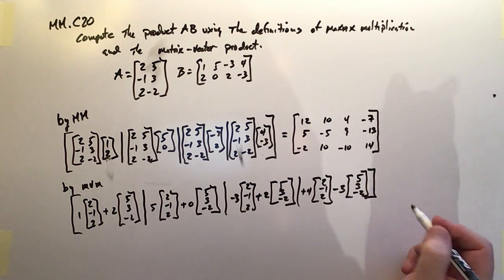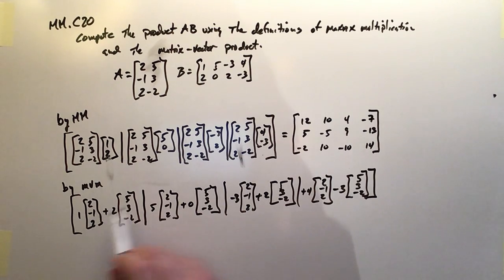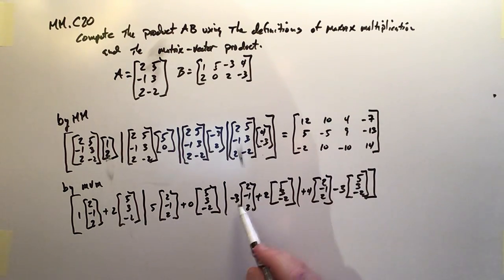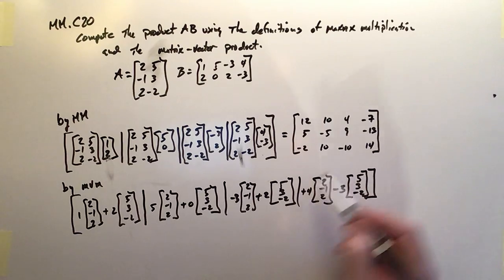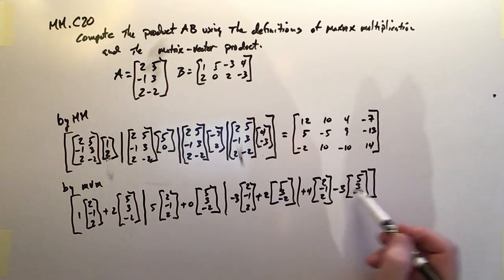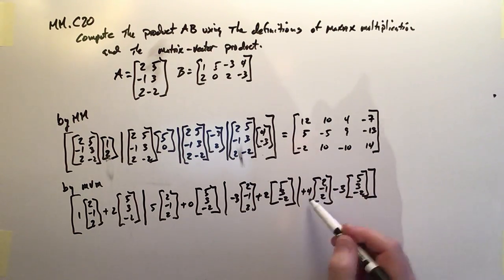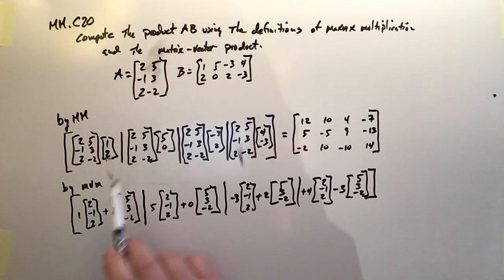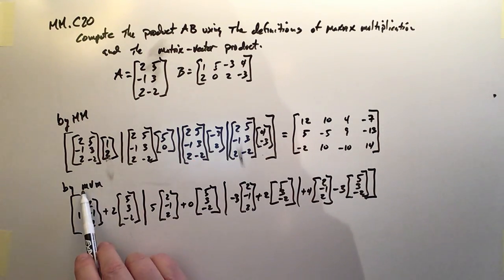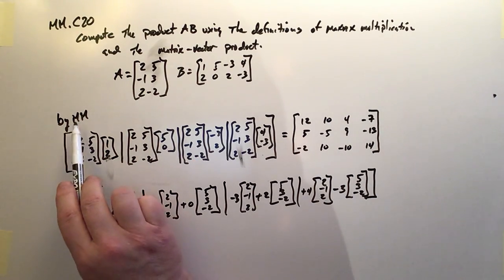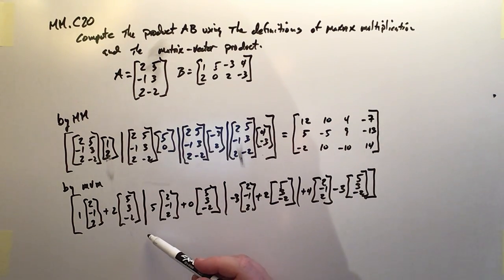And you'll notice that this makes the column 12, 5, and -2. And this one makes the second column 10, -5, 10. This one makes the third column 4, 9, -10. And this one makes the fourth column -7, -13, 14. So it doesn't matter whether you multiply by matrix vector multiplication or by matrix multiplication. You get the same answer either way.